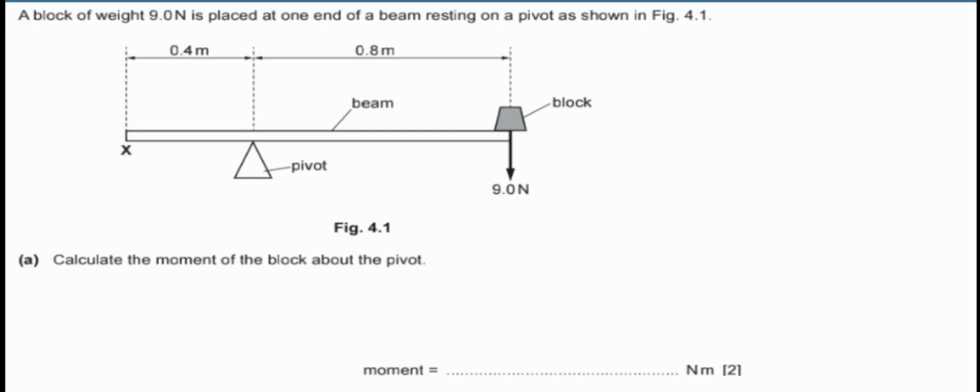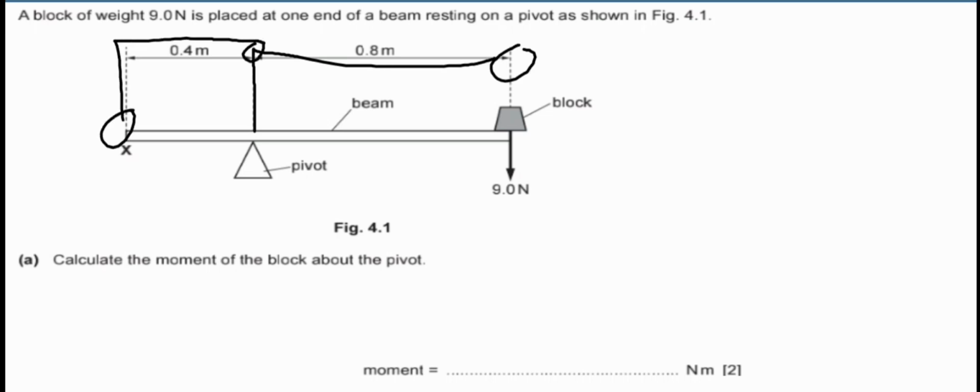And I'm 100% sure that this question may come in your paper. So the question is saying a block of weight 9.0 newtons is placed at one end of a beam, resting on a pivot as shown in figure 4.1. So we have the beam and also the block being placed at the ending point here. Now, apart from this one, we also have point X here, and also the distance from the pivot up to where the block is placed, and also the distance from the pivot up to where X is.